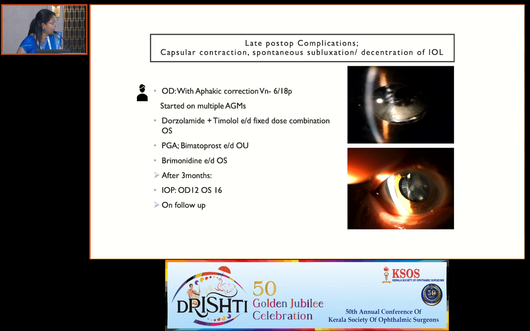So what I'm planning to do is removal of the IOL with thorough vitrectomy and a secondary IOL implantation, for which I might need the help of a vitreoretinal surgeon. Meanwhile, I've just given a phakic correction for this patient where the vision has improved to 6/18, and the patient is on multiple anti-glaucoma medications, especially in the left eye. So 3 months post phakic correction, the patient is having stable IOPs and is on follow-up.